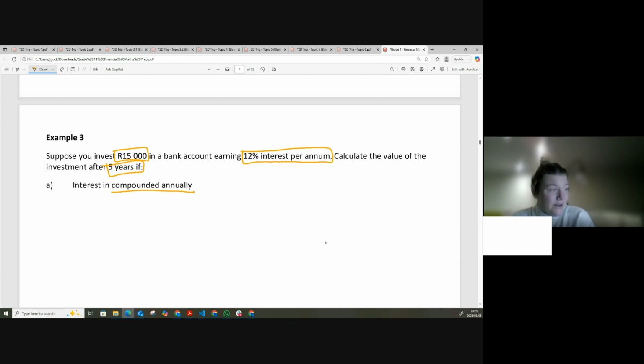So I'm not going to tell you your grocery list. We know that it's being compounded annually. So that tells you what formula you should be using. Think about what your grocery list is going to be. Think about what your I is going to be. Think about what your N is going to be. And see if you can figure this one out.